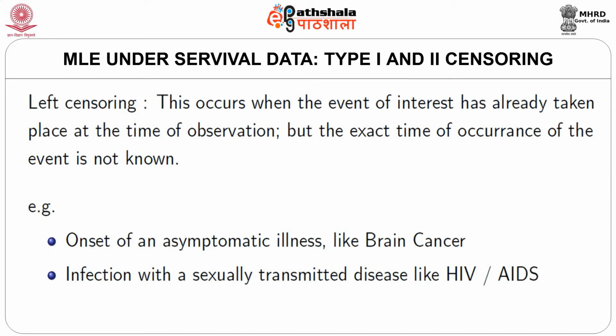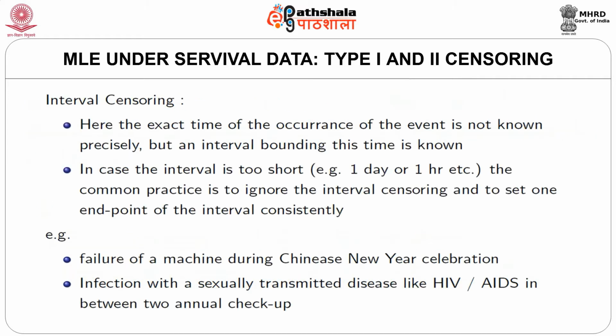Left censoring occurs when the event of interest has already taken place at the time of observation, but the exact time of occurrence of the event is not known. For example, onset of an asymptomatic illness like brain cancer or infection with a sexually transmitted disease like HIV or AIDS. Interval censoring: here, the exact time the event occurs is not known precisely, but an interval bounding this time is known.